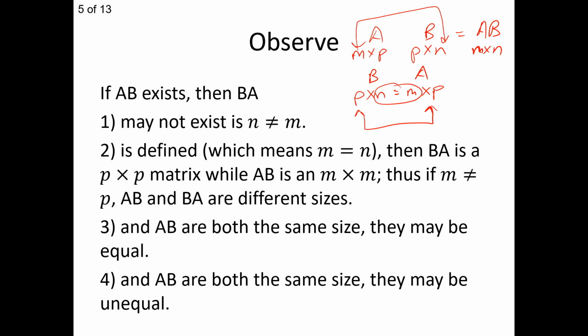And thus, if M and P are not the same value, then AB and BA are different sizes, because you have an M by M and a P by P. We're not guaranteed that M and P are the same integer value, which if they are, then yes, they will be the same size. That leads us to another conclusion, our third conclusion down here: BA and AB are both the same size, and they may even be equal, meaning that the elements of AB are the exact same elements of BA. They match up exactly. Or the matrices may be unequal, meaning the elements of AB and the elements of BA are not the same.